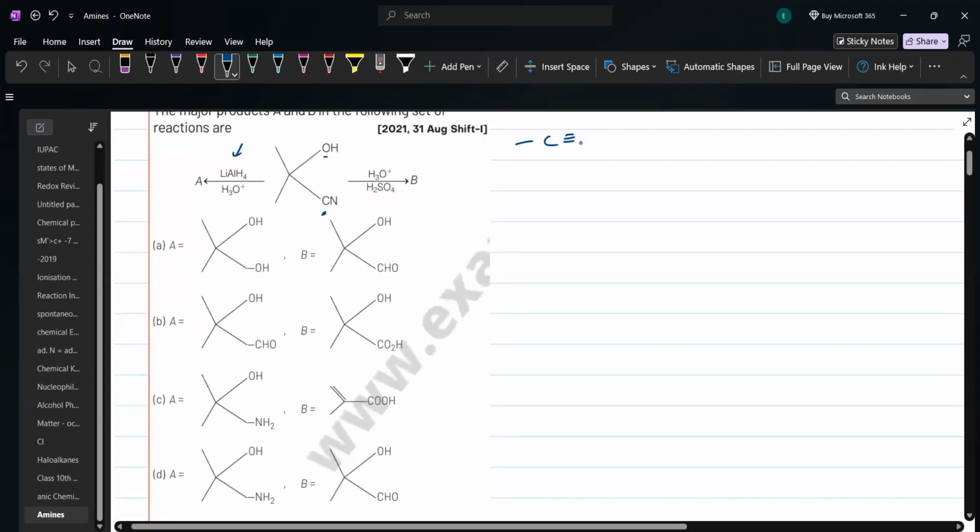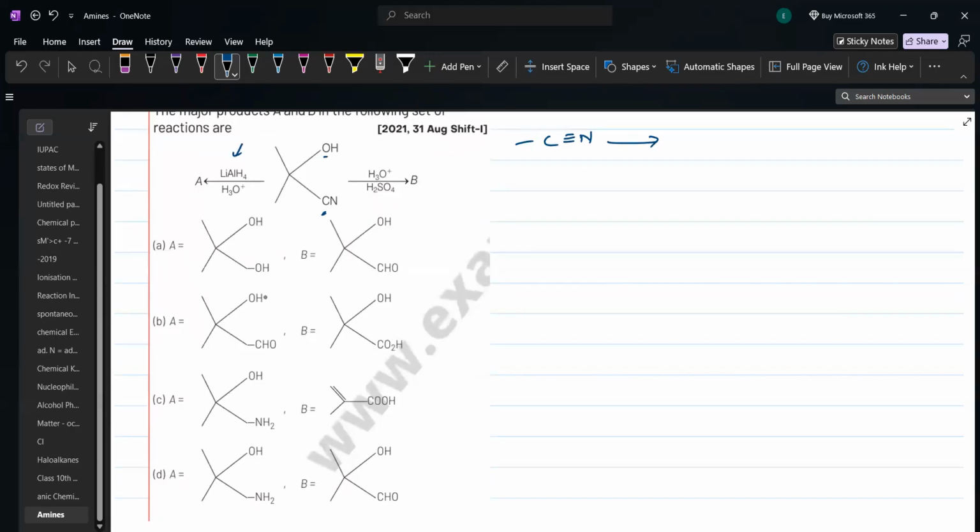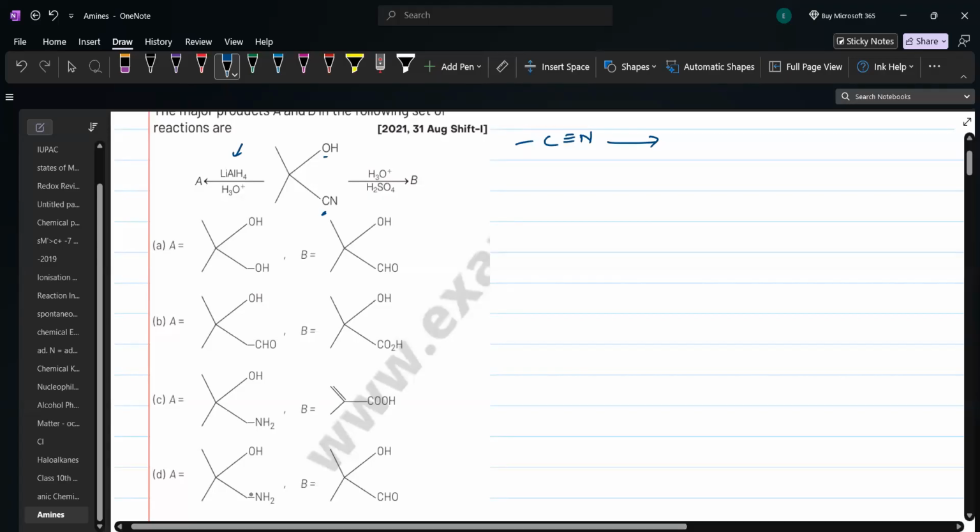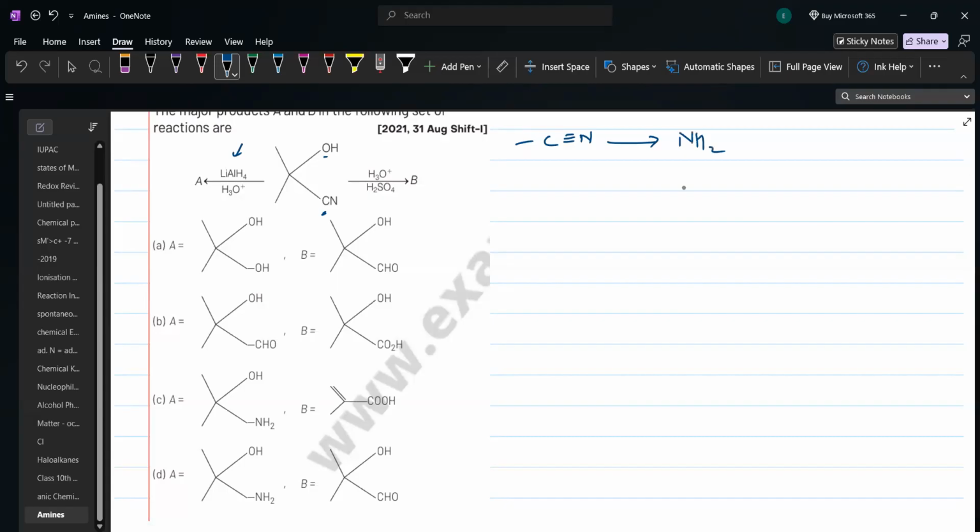So when you reduce this, what will happen with cyanide? Try to remember, we have 4 options available here: OH, CHO, NH2 and NH2. What could be the NH2? NH2 will be forming, okay? When you reduce with LiAlH4, one of the best reducing agents, it will reduce cyanide into NH2. Yes, sir. So options A and B are gone, right?